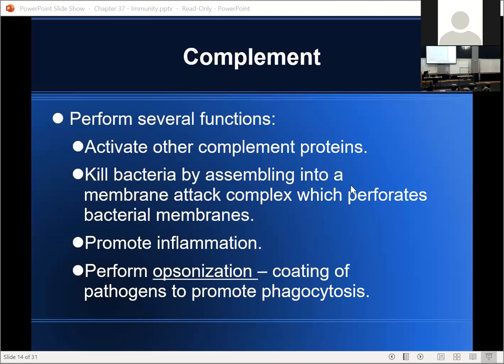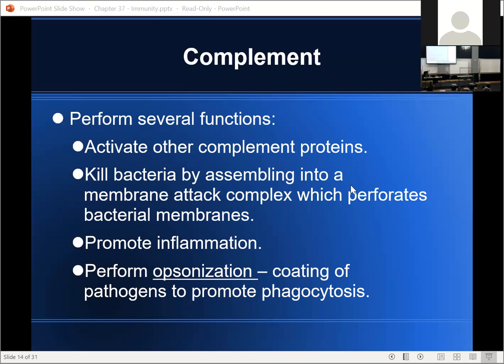One thing is that it can activate other complement proteins. So some complement proteins become activated when they bind to the surface of the pathogen. Once they become activated, they activate other complement proteins. And then those activated proteins activate other proteins. And what happens is something called a cascade. So all of these proteins activating other proteins make for a whole lot of activated proteins. Okay, and these activated proteins can combat the infection in a couple of ways.